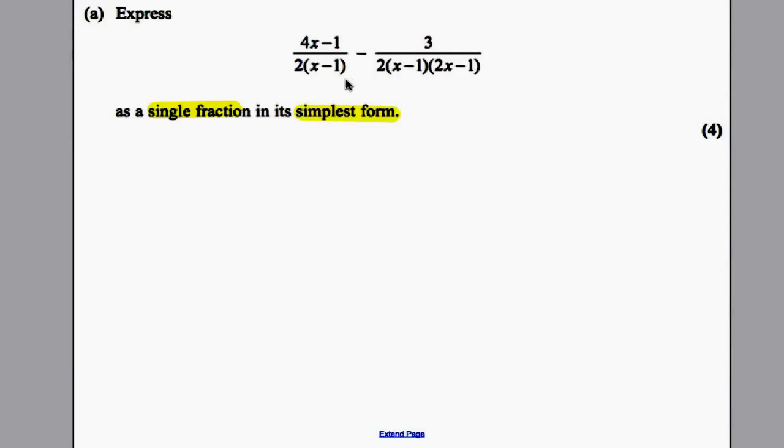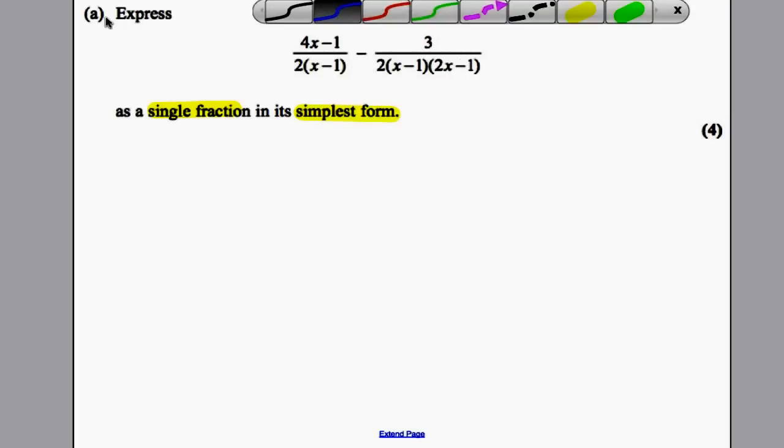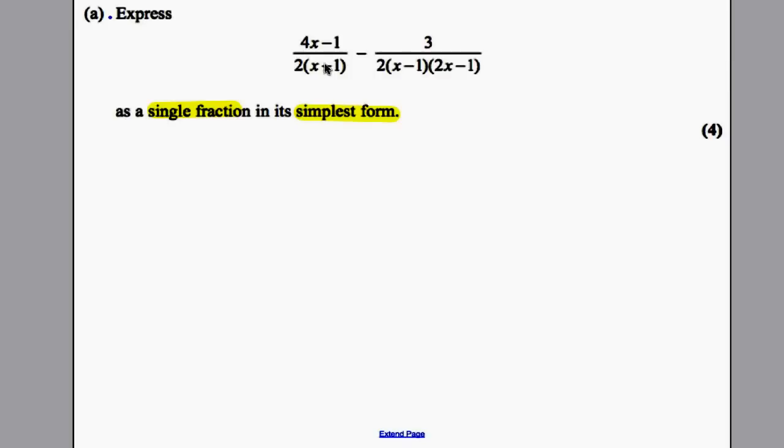The key with these is step 1, try and factorise, step 2, try and cancel, step 3, if you're adding or subtracting fractions, put them over a common denominator, step 4, combine and simplify. Now, looking at what we've got, can we factorise? The top can't be factorised, this bottom can't. This top can't and this bottom can't. Okay, so we're straight on to trying to subtract fractions.